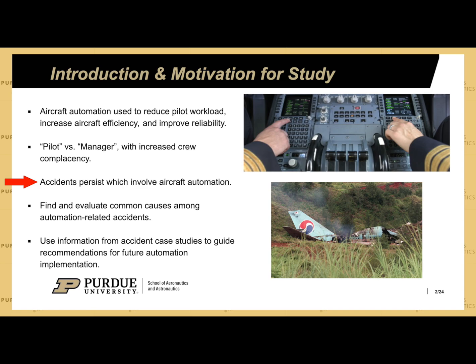Therefore, we will examine several cases of automation-related aircraft accidents, categorizing them by safety risks and error mechanisms to find common causes and connections among these accidents. Using this information, we will evaluate any risks or shortcomings with aircraft automation, ultimately looking to use this as a basis to guide recommendations to mitigate any such risks and reduce automation-related accidents in the future.